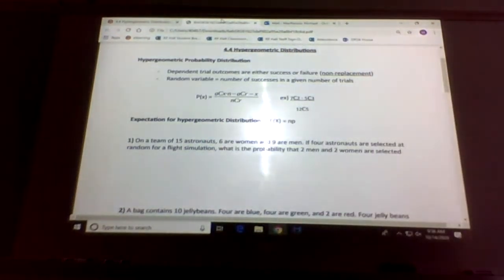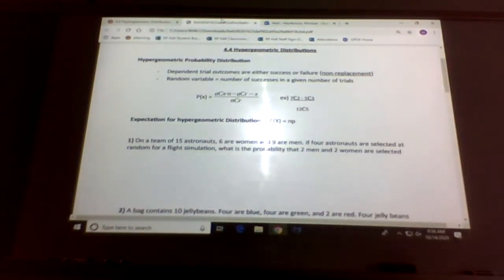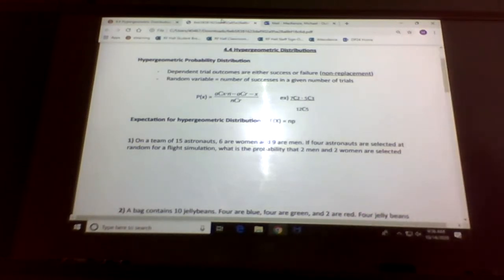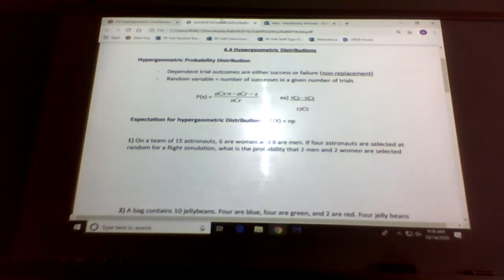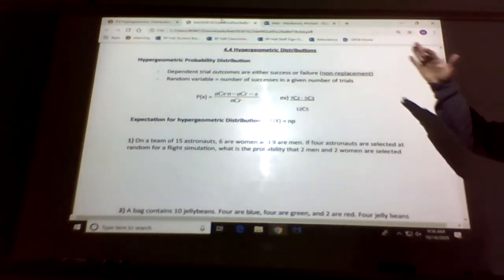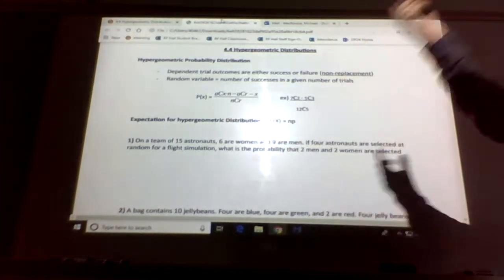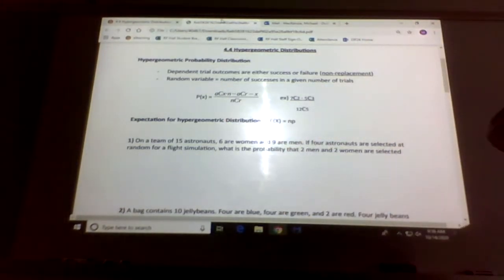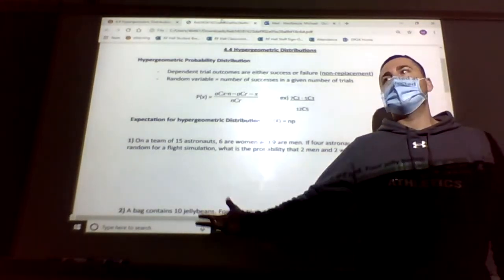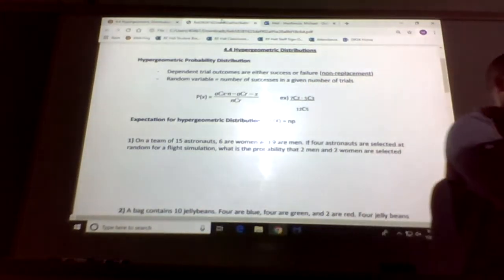Okay, so hypergeometric, just a fancy word. Now it's the opposite of binomial. Binomial was independent trials. Again, we're looking at multiple trials. Binomial is independent, this one is dependent. Binomial had replacement, this one does not have replacement.